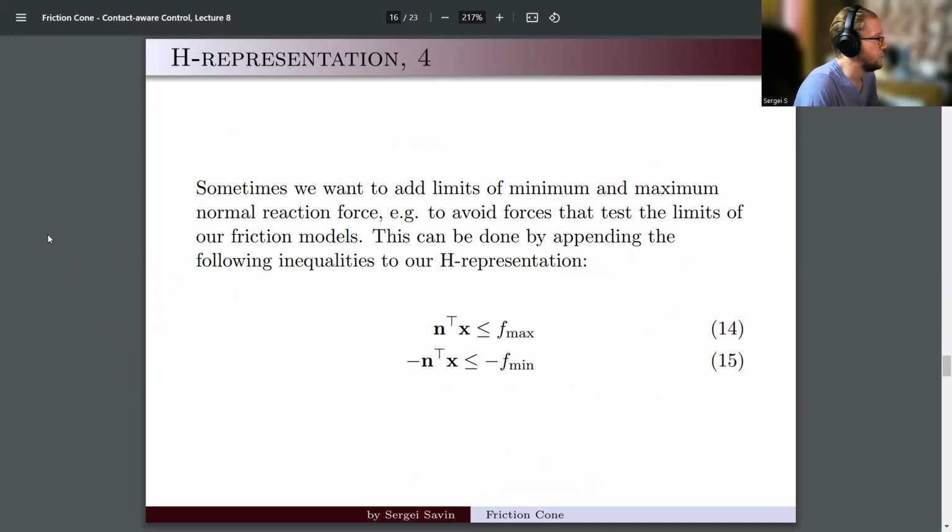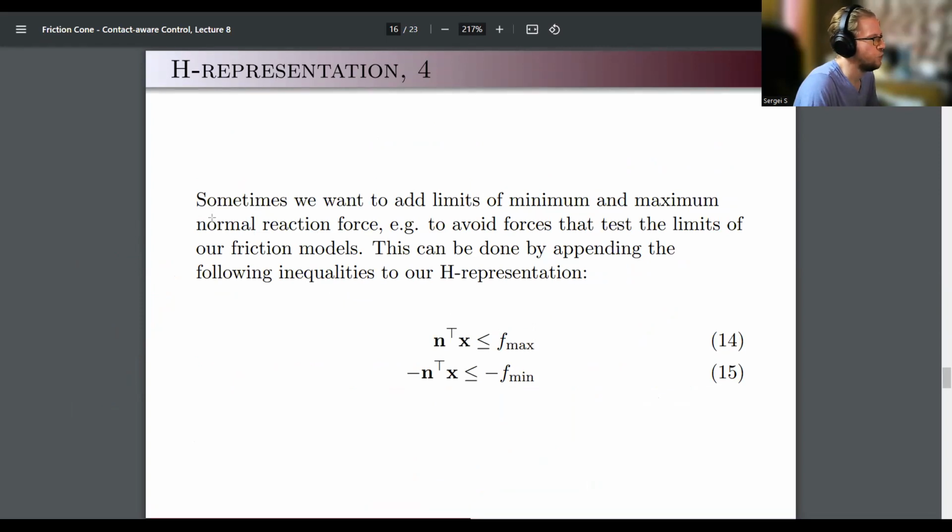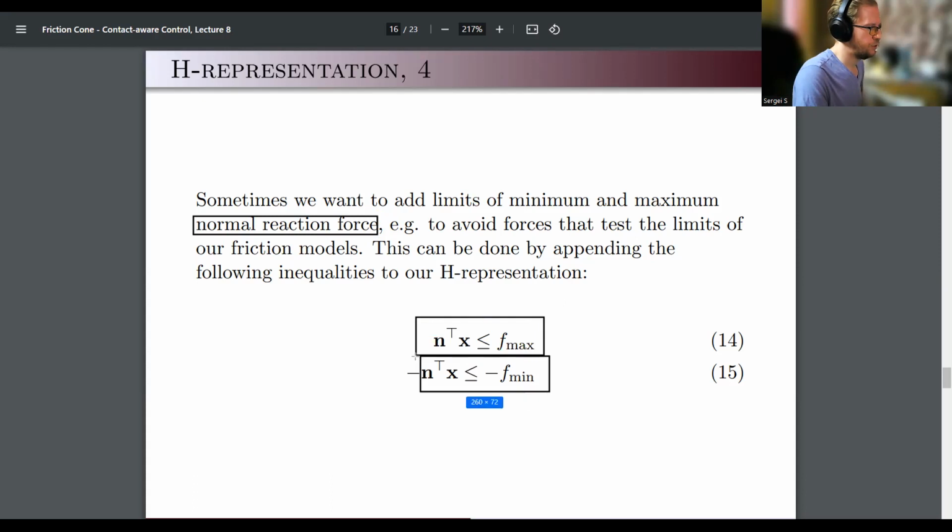Sometimes we may want to add limits on the maximum and minimum normal reaction force. For example, we don't want the normal reaction force to be too low, being afraid that the contact will break, and we don't want it to be too high because we think it is unrealistic. So we can set a minimum and maximum of normal reaction forces this way. This would effectively cap the friction cone. So this would appear as a cap on a friction cone.